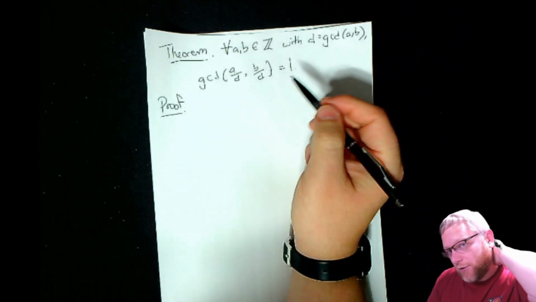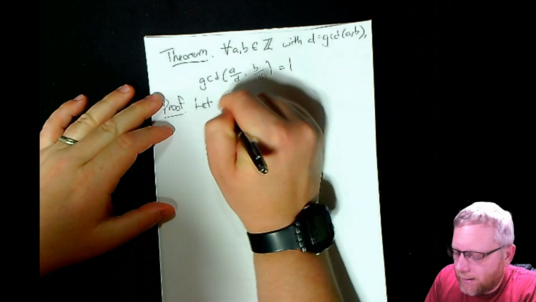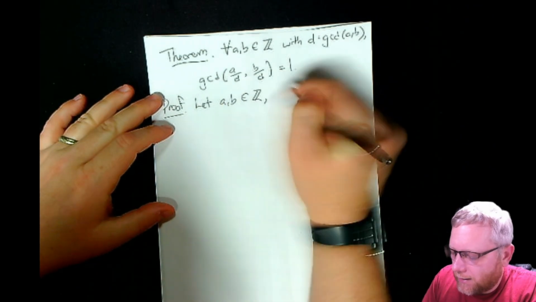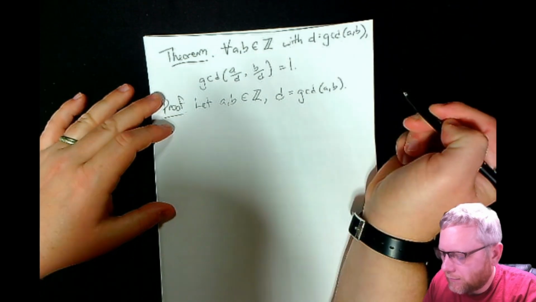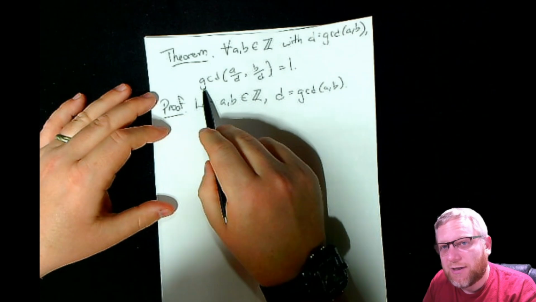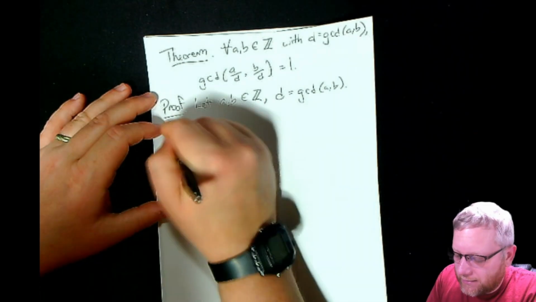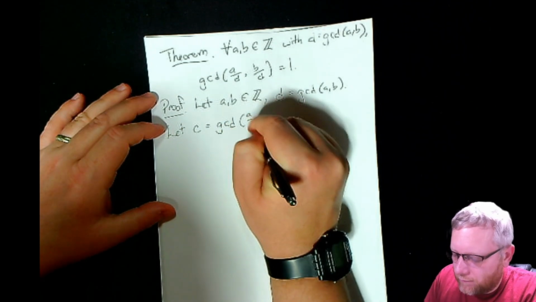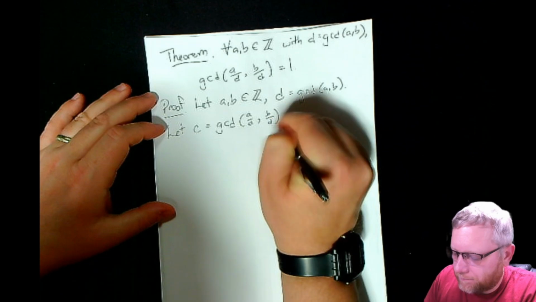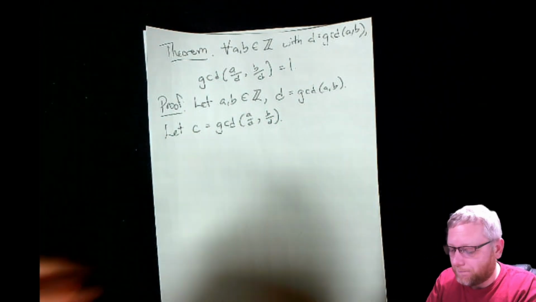So first off, law of universal generalization. I better create the A and the B. So let A and B be any two integers, and let D be their GCD. Okay. Now I need to show that the GCD of A over D and B over D is 1. So I'm going to say let C be that GCD of A over D and B over D. Okay. So my goal now is to show that C is equal to 1.